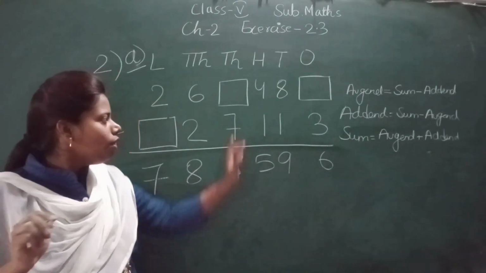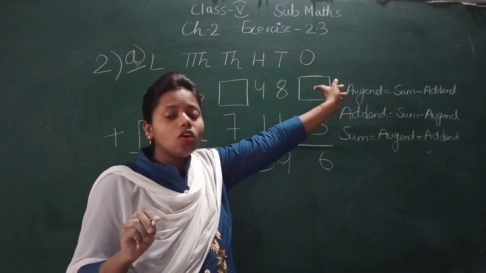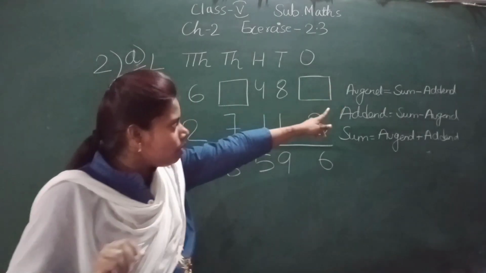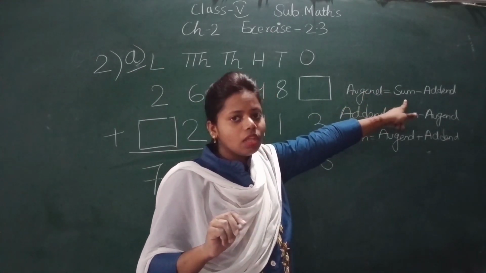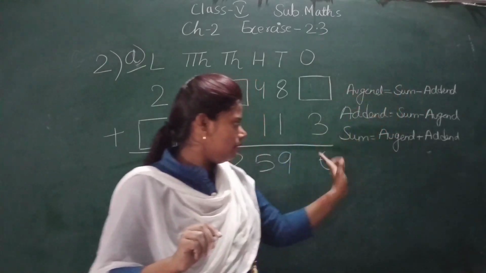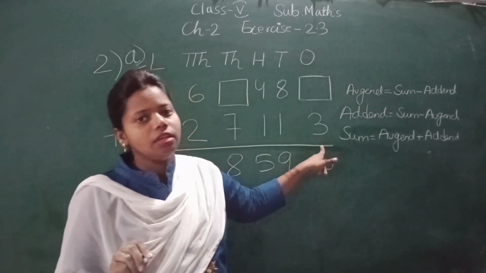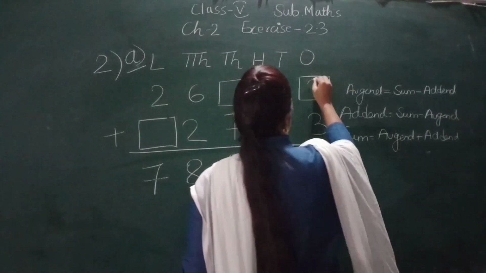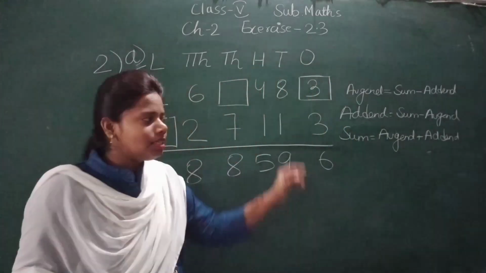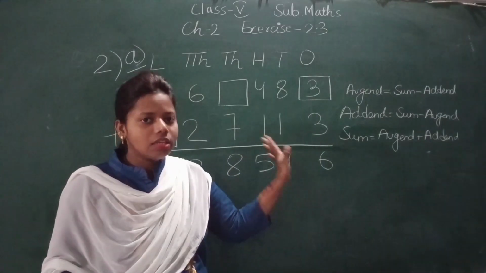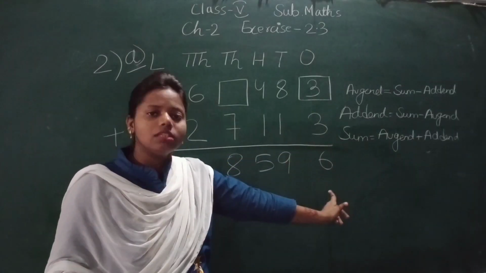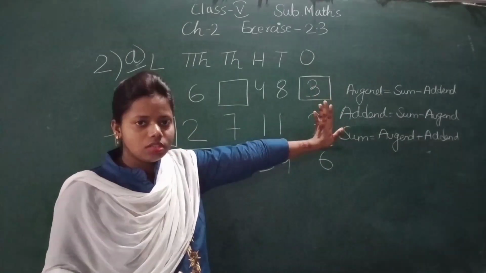Now here, what do you have to find? You have to find the origin. To find origin, what do we have to do? You have to do sum minus addend. This one is the sum. 6 minus 3 is 3. Now let's do the addition and see whether we have done it correctly. 3 plus 3 is 6. So we have filled this box.